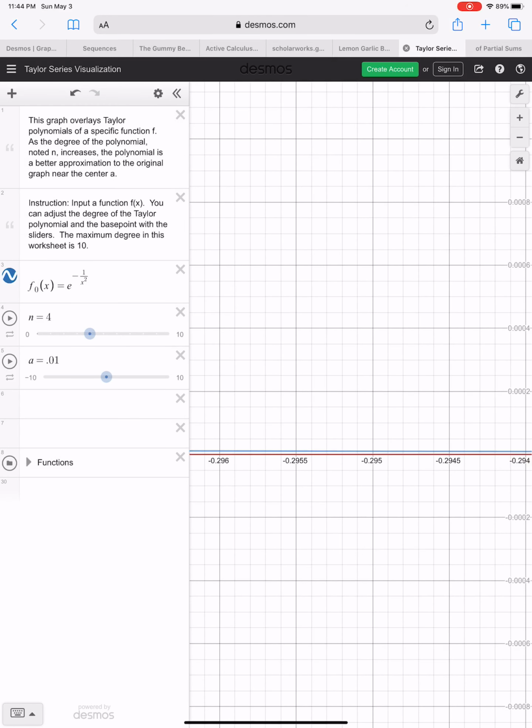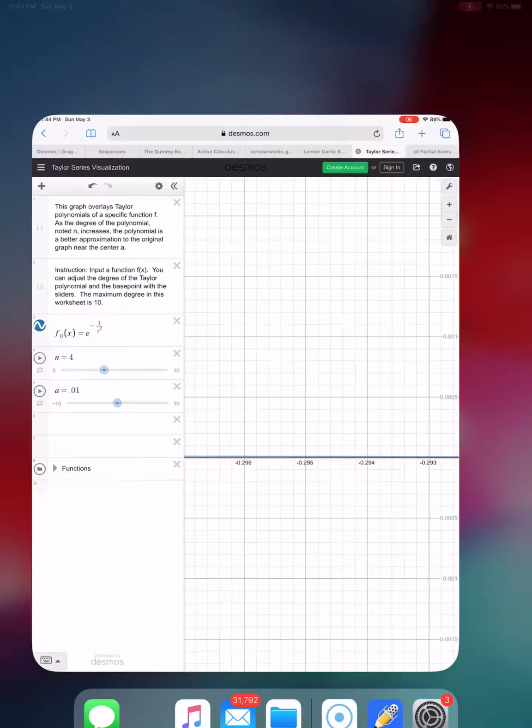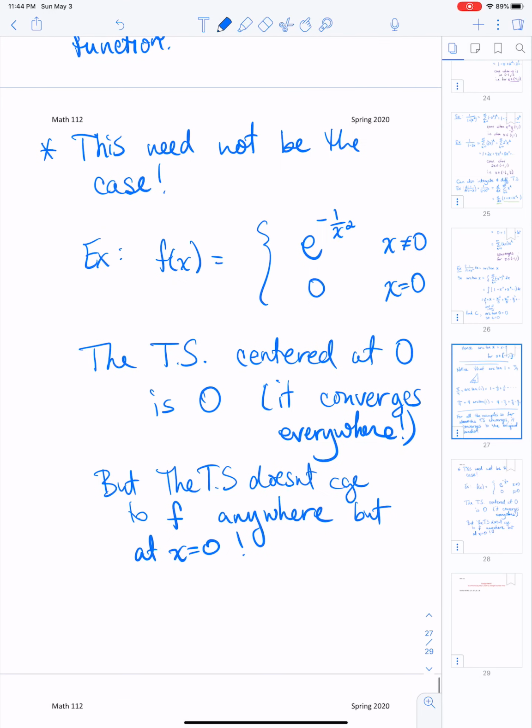And so that's what's happening, is that we're seeing a function whose Taylor series doesn't equal the function anywhere except at the base point, even though the Taylor series converges everywhere. And that's a pretty strange example. So I just wanted you to have that picture in mind.